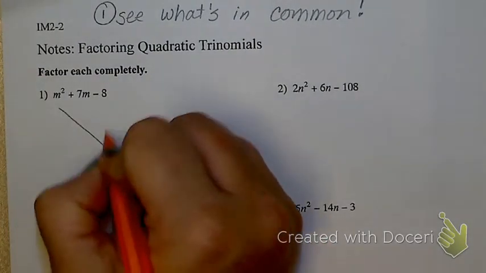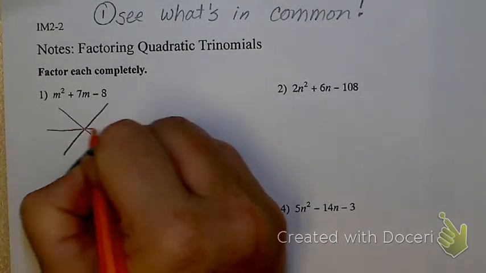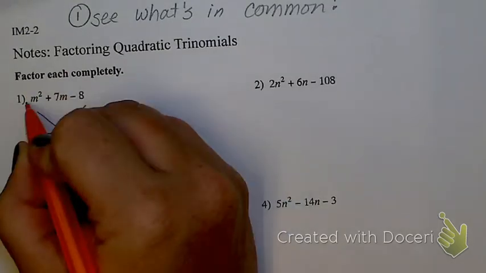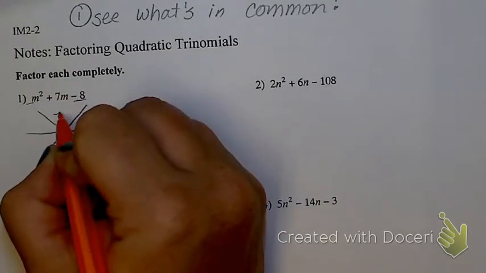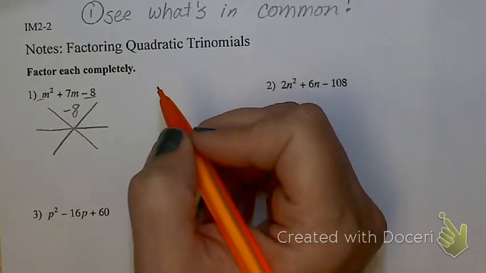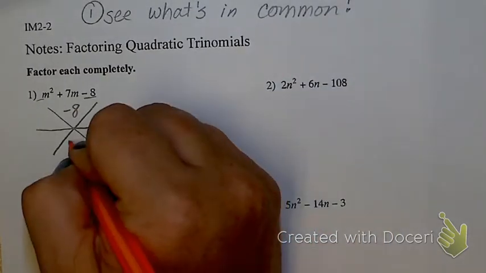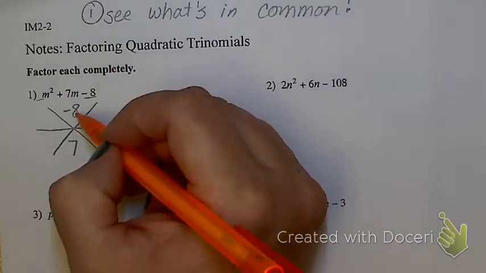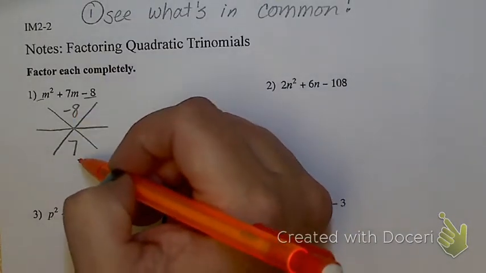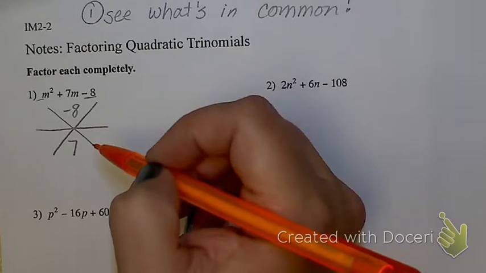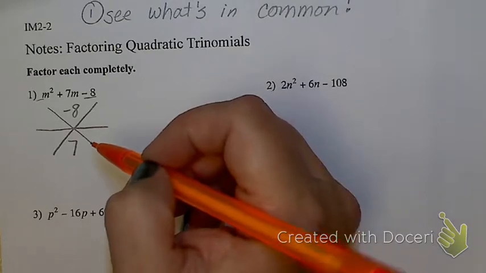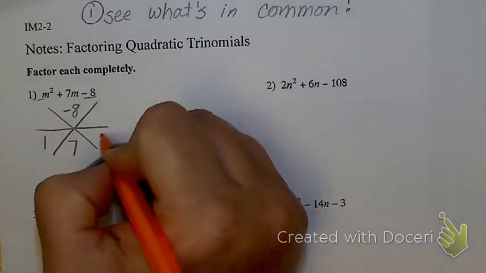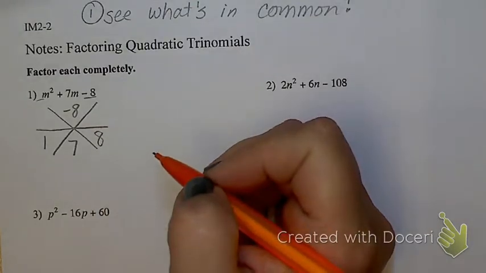What goes on the top of my snowflake? A times c. So 1 times negative 8 is negative 8. What goes on the bottom? 7. I need two numbers that multiply to get negative 8 and add to get 7. What would those two numbers be? 1 and 8 multiply to get 8. They will add to get 7.